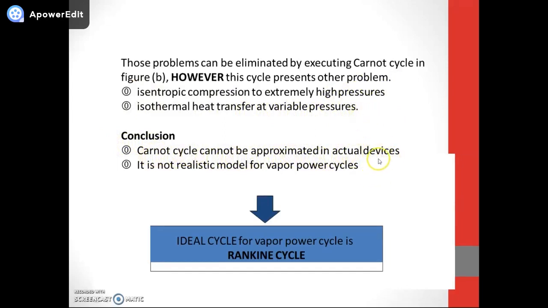That one is only theoretical. So it is not a realistic model for vapor power cycles. So the Carnot cycle is not suitable for vapor power cycles. What does that mean? When we involve vapor power cycles, therefore, we are introducing the ideal cycle for vapor power cycles, the Rankine cycle. So this is a new cycle.